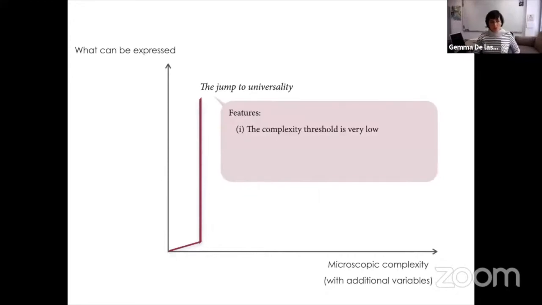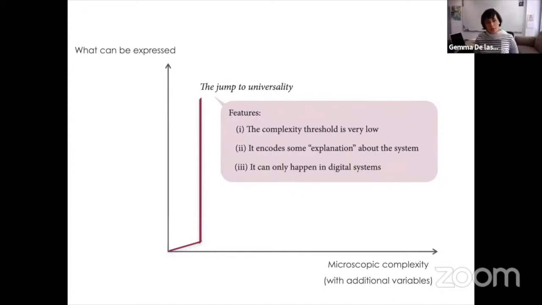This jump to universality has several features, as I see it. The first one is that the complexity threshold where it happens is very low, so very simple systems can already jump to universality. The second one is that it encodes some sort of explanation about the system, or some sort of deep reason as to why this happens. I have several examples in mind, but I cannot explain it any better than this. And the third one is that it can only happen in digital systems, because only these are capable of error correction, and this is crucial for exploring all complexity.